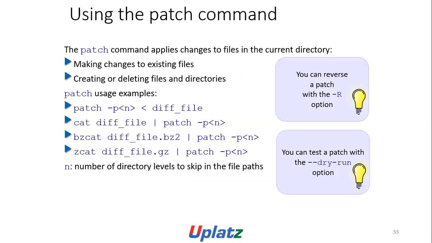Use the patch command. The patch command applies changes to the files in the current directory, making changes to existing files, creating or deleting files and directories. Patch usage examples: patch -pn < diff-file, cat diff-file | patch -pn, bzcat diff-file.bz2 | patch -pn, zcat diff-file.gz | patch -pn, where n is the number of directory levels to skip in the file paths. You can reverse a patch with the -R option. You can test a patch with the --dry-run option.